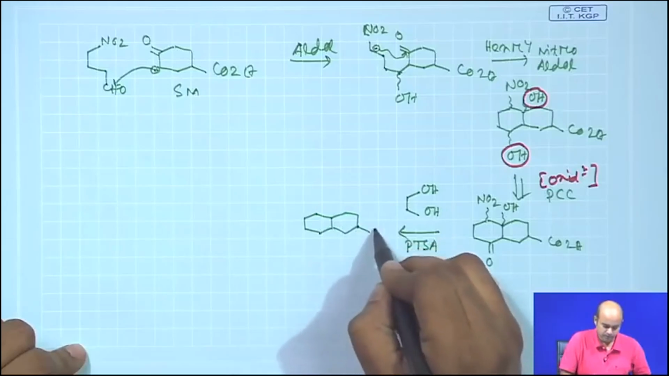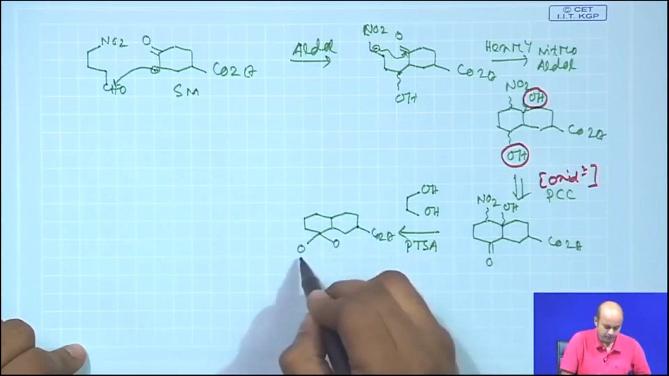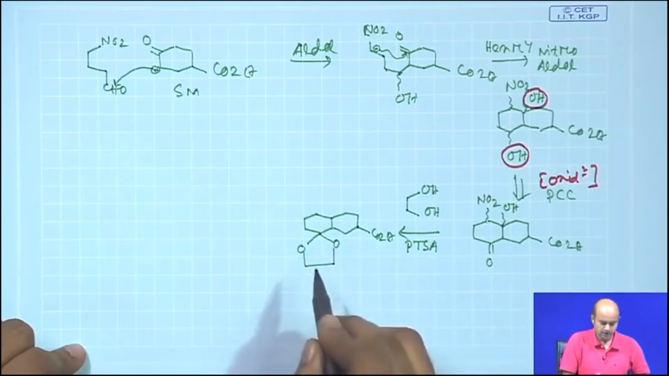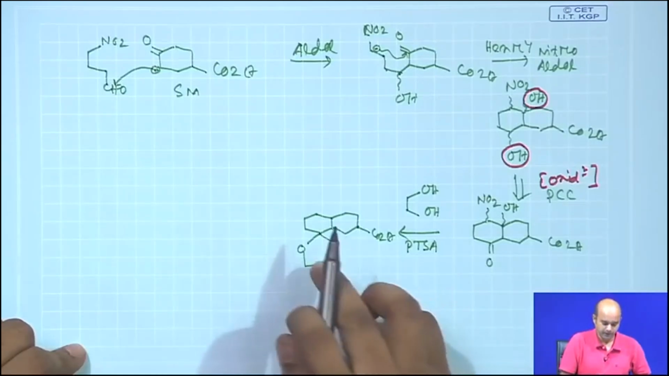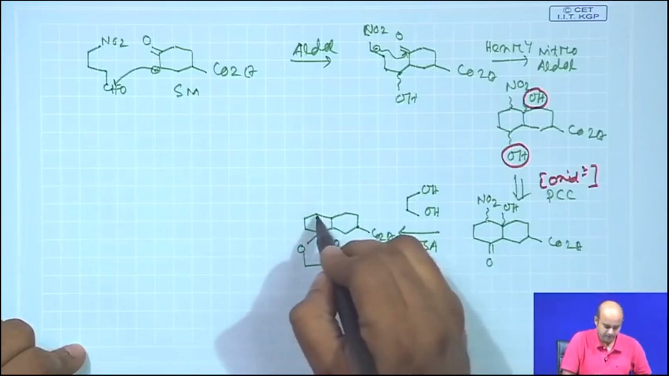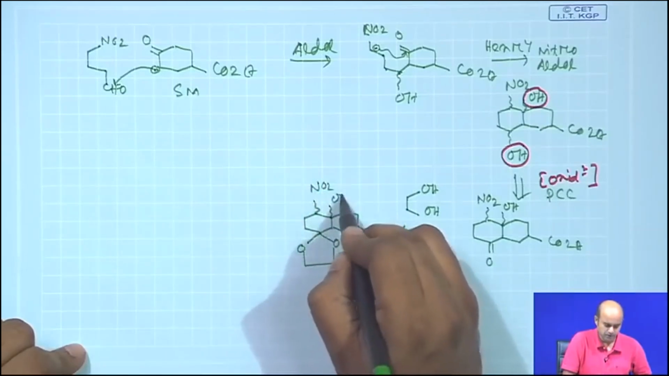So, try to write the structure as it is. This ketone will now be protected as its ethylene glycol derivative, a cyclic ketal. Okay. The remaining part, the nitro will be the same, the OH will remain the same.